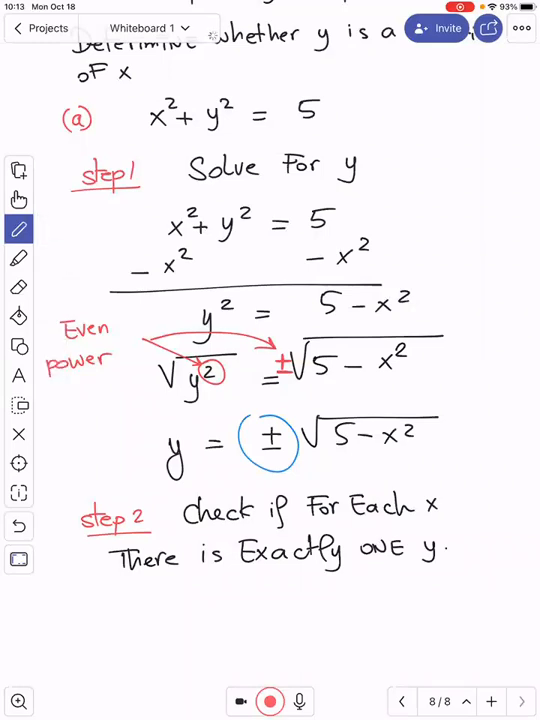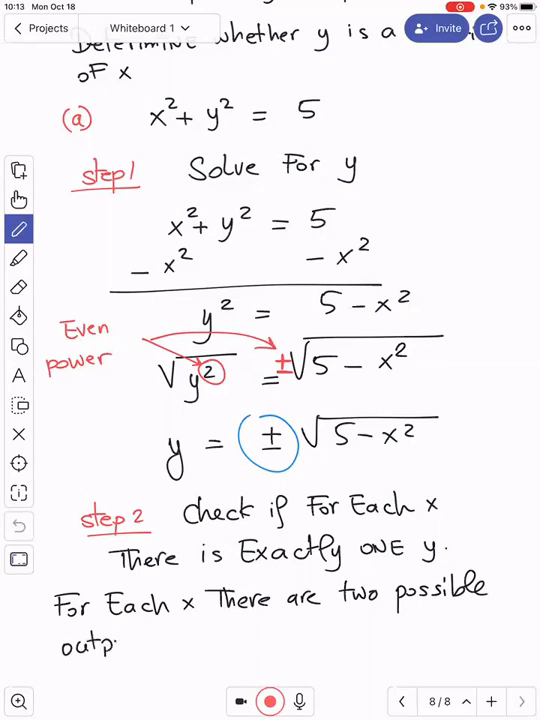So in this case, for each x there are two possible answers. For example, you can take a random value of x. If x is 0, then the output y would be plus or minus square root of 5, right? So there are two possible outputs because of the plus or minus. So then y is not a function of x. Okay.